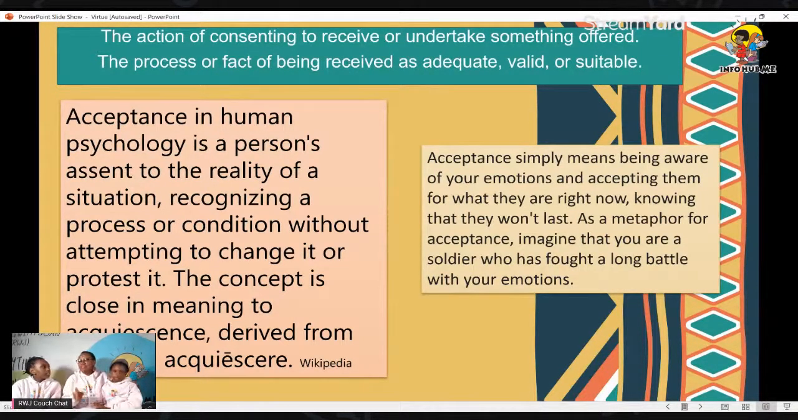So acceptance simply means being aware of your emotions and accepting them for what they are right now. The first one is acceptance of a person. The second one is acceptance of your emotions, accepting what they are right now, knowing they won't last. Does anger last forever? Some people's anger can last forever. In the movies, it can last forever. But your emotions can change, and you have to accept yourself and accept what they are right now. As a metaphor, imagine you are a soldier who had fought a long battle with your emotions.